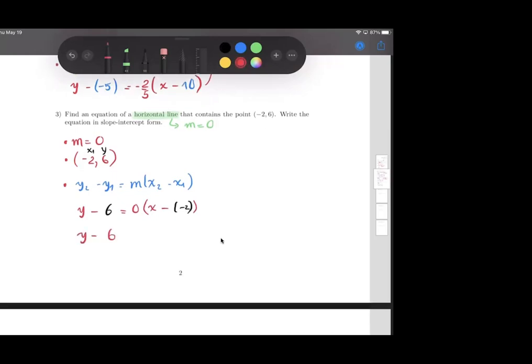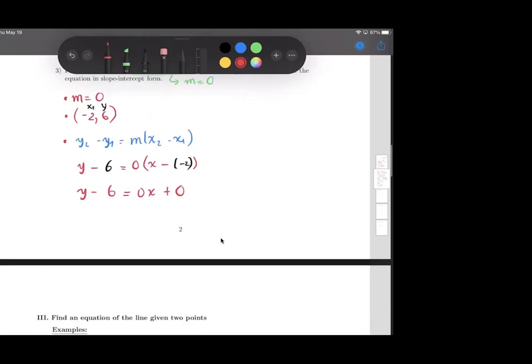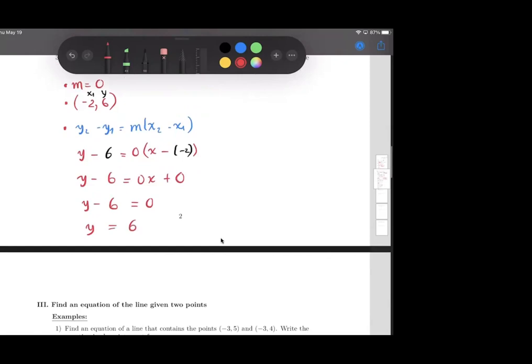So y minus 6, something's not right. Did I do something wrong? Oh no, it's fine. So 0x. On the right-hand side, just 0, plus 0, which is 0. So y minus 6 equals 0. Add 6, so y equals 6.